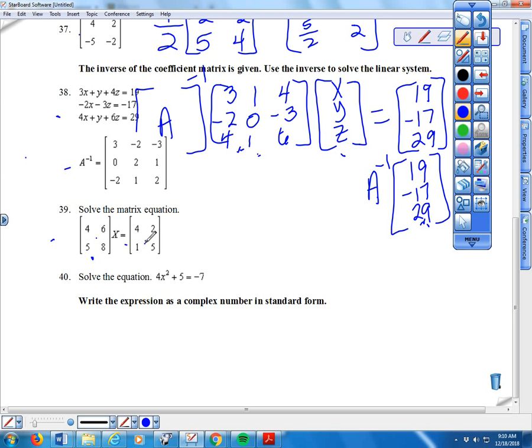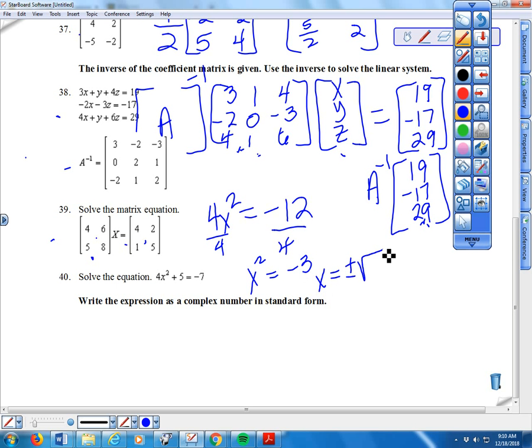Okay. On to solving this equation. There's no middle term, so I can go ahead and move the 5 over. Divide both sides by 4. I have x squared equals negative 3. Square root both sides. So x is equal to plus or minus the square root of 3, i.